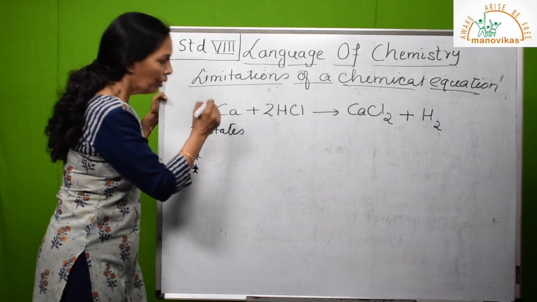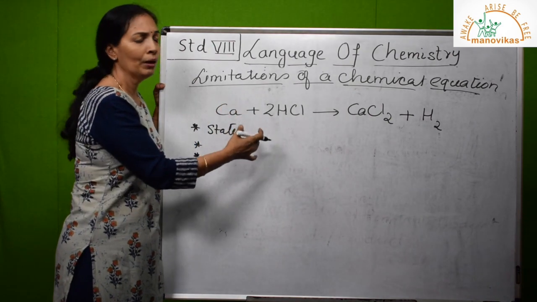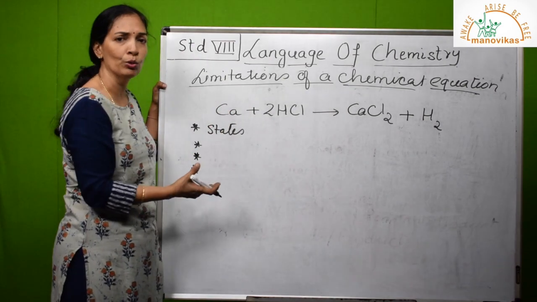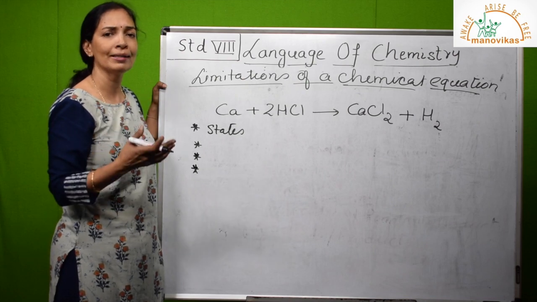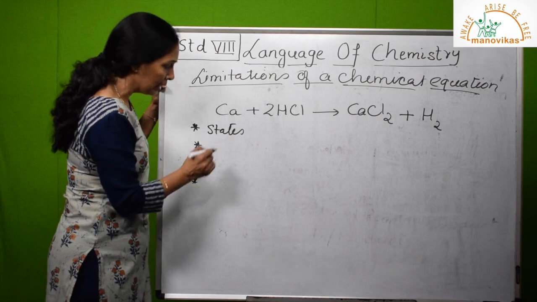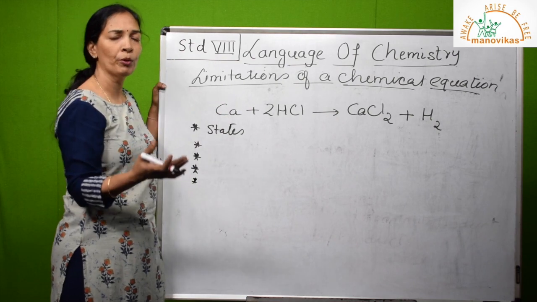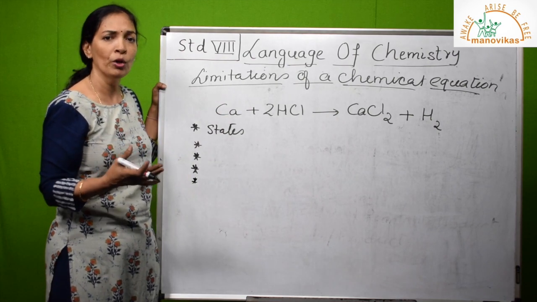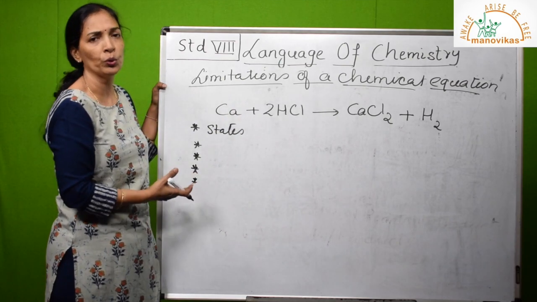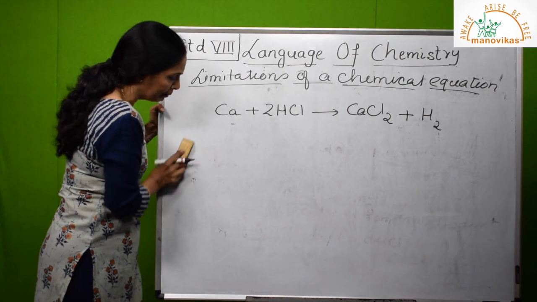Another problem with this balanced chemical equation is that it doesn't tell whether any special conditions are needed, like any catalyst is used or any pressure, temperature, light is required, heat is required, electricity is required. And the last one is that it doesn't tell whether the color is changing from the reactant to the product, any precipitate is formed or heat is evolved, light is evolved or any sound is produced during this reaction. So these are the limitations. So how to overcome these limitations?